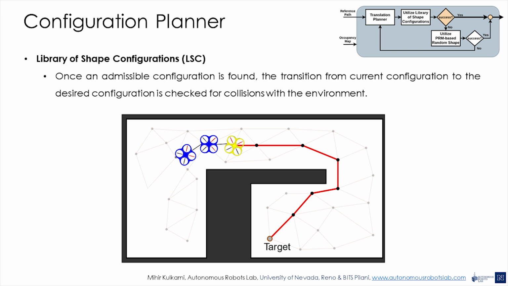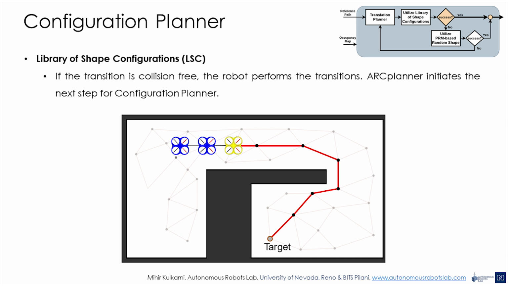Once an admissible configuration from the LSC is found, the planner checks if the transition from the present configuration to the desired configuration is collision-free. The planner then adds the shape transition in the translation to the full state plan path. However, the LSC configurations often fail to provide solutions for narrow, constricted environments where turning is required. We make use of the set of random shapes to provide solutions for path segments in such environments.